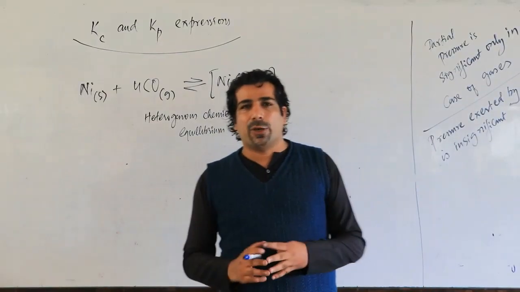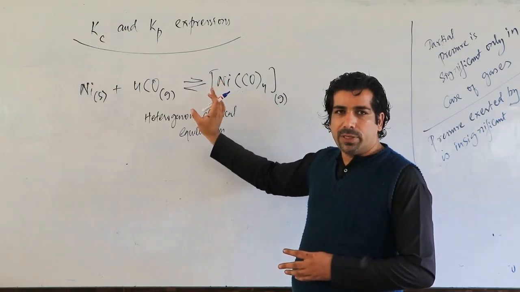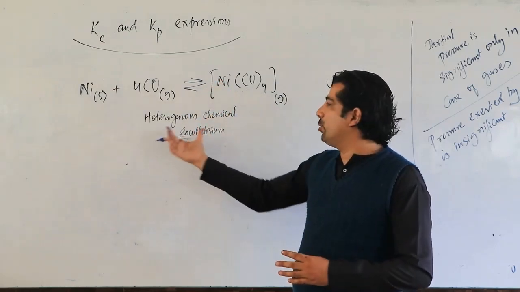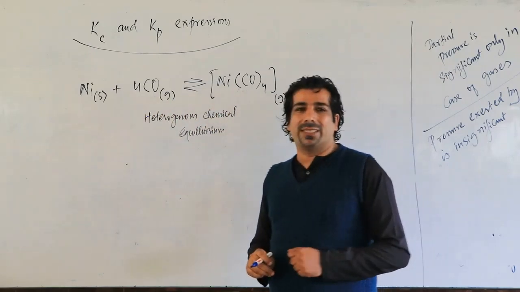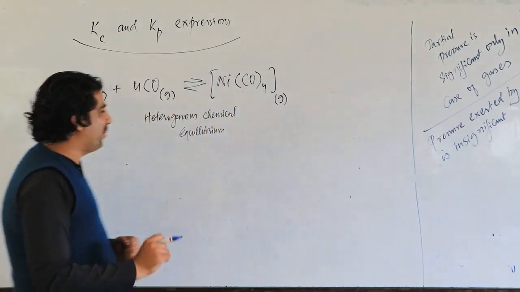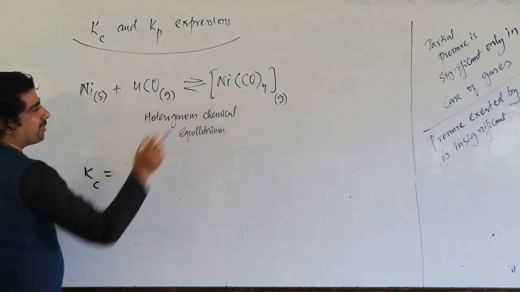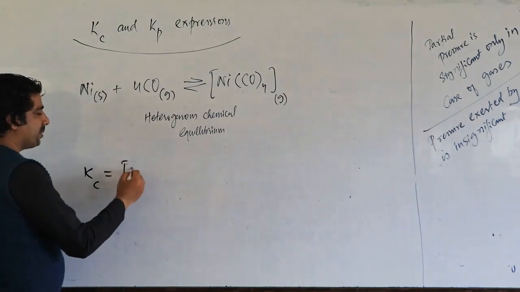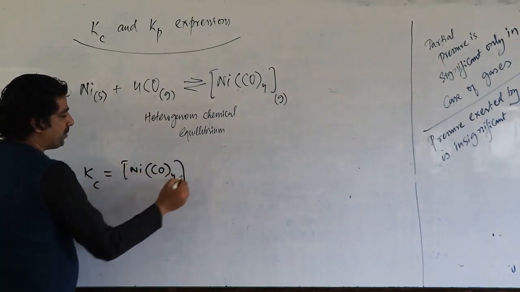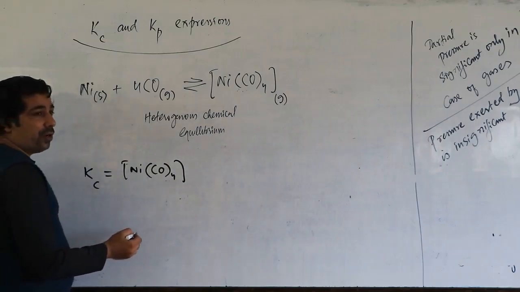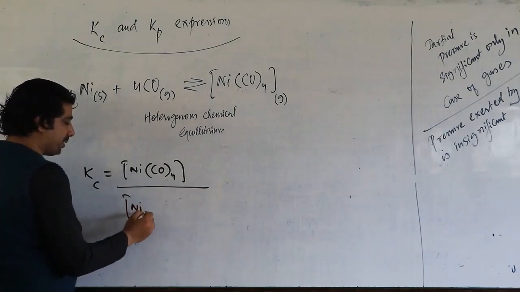Dear students, let's take on Kc and Kp value with respect to this chemical reaction which is at equilibrium, and this is heterogeneous chemical equilibrium because reactants and products are not present in the same physical state. So heterogeneous chemical equilibrium. Let's take on now here the Kc value. Kc is the molar concentration of the gas here and CO 4 times. So this is the molar concentration of the product divided by the molar concentration of the reactants.